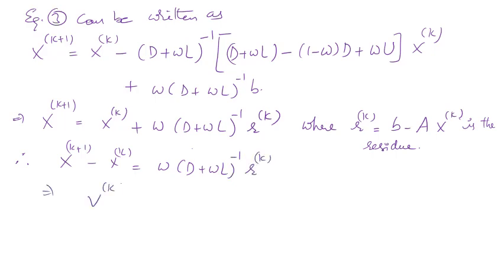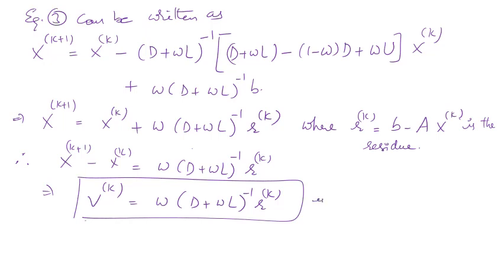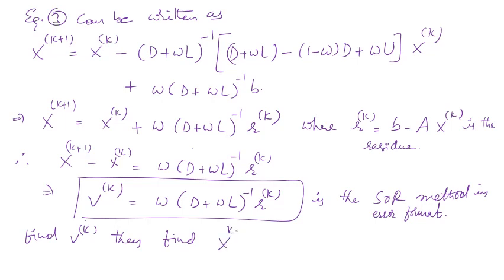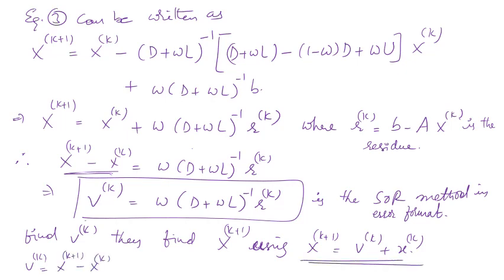As usual, our notation: v k equal to omega (D plus omega L) inverse r power k is the SOR method in error format. First find v k, then find x k plus 1 using x k plus 1 equal to v k plus x k, using this v k value. What is v k here? v k is x k plus 1 minus x k, so x k plus 1 is this value.